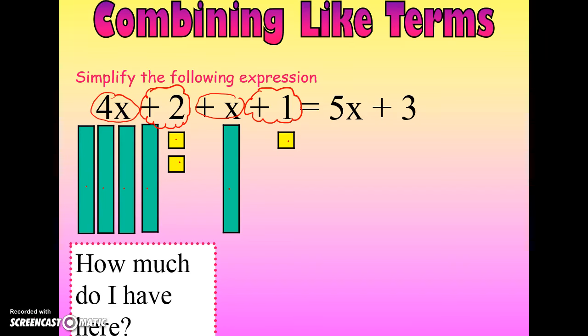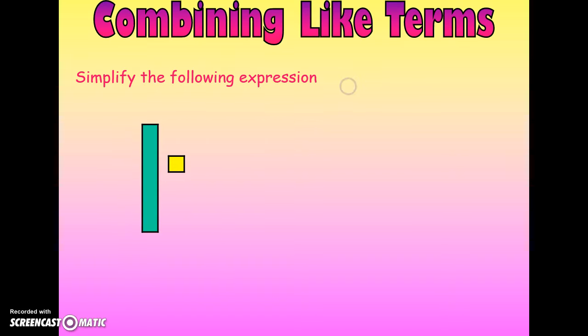Now, some of you might be saying, well, why can't I shove those together? Why can't I make that like 8x or just 8? You can't be shoving those together because those are not like terms. You can't combine them. The x's are represented by these rectangles, and the constant is represented by those yellow squares. So your final answer there is 5x plus 3. You cannot put those together. Those are not like terms. That's the final answer. That's how much we have.